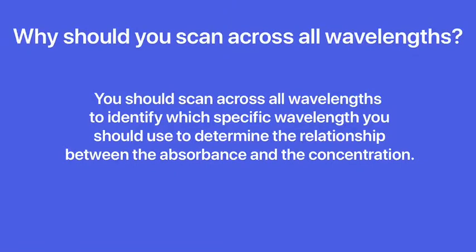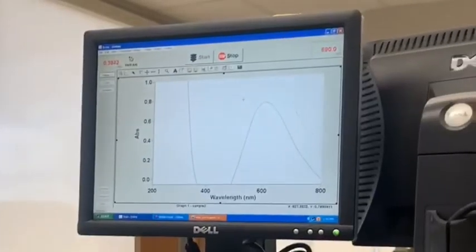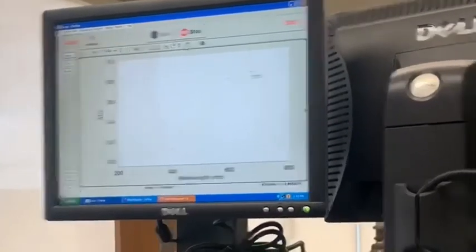Why should you scan across all wavelengths? You should scan across all wavelengths to identify which specific wavelength you will use to determine the relationship between the absorbance and the concentration. By doing this, you're able to gather which light wavelength is the best for determining the absorbency of the solutions. The specific wavelength that you find will also be the lambda max. The lambda max is the point of the maximum absorbance at the wavelength. As you see in this clip, our lambda max was at about 560.